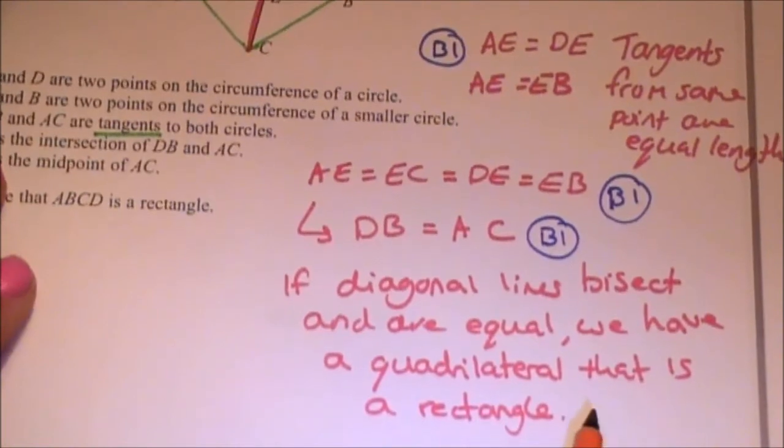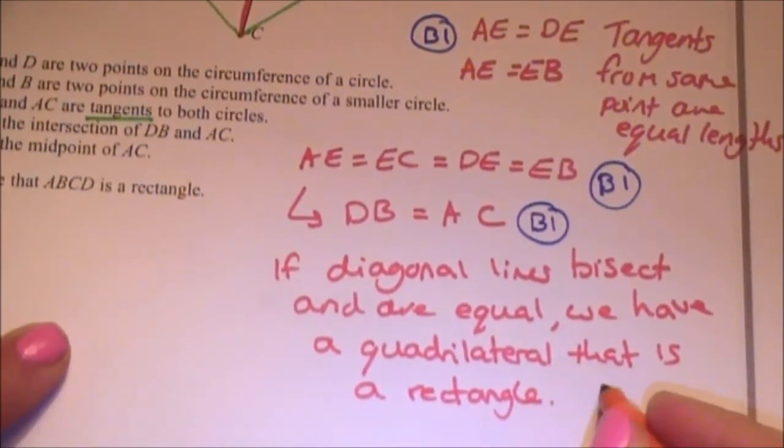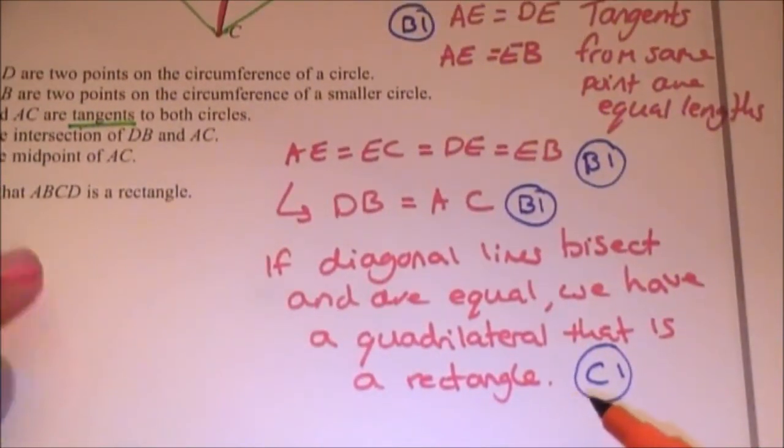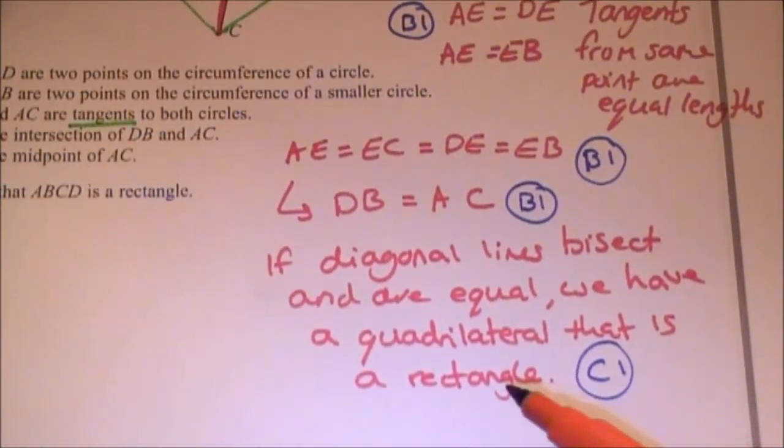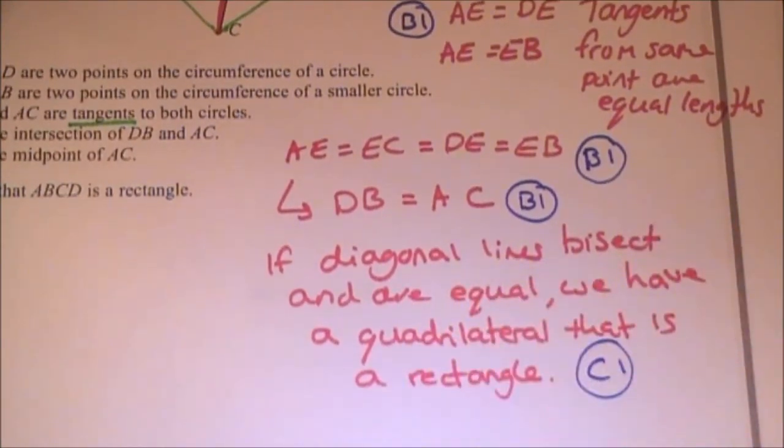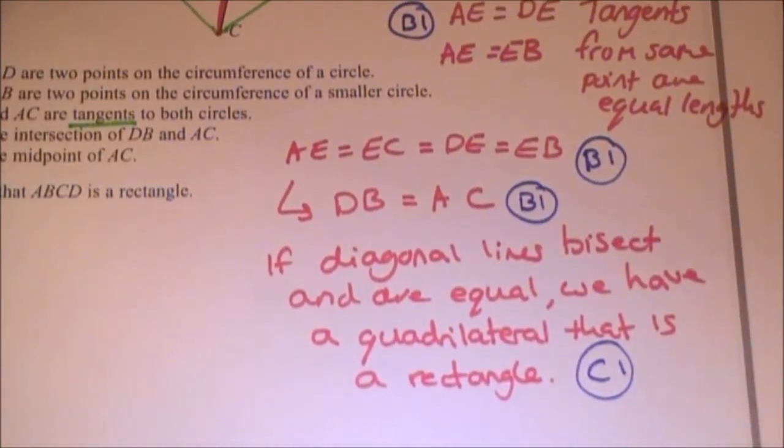And then I get my final mark, which is a communication mark, for clearly communicating the fact that I know tangents are equal when they come from the same point, and I know that if I've got 2 diagonal lines that cross in a quadrilateral, that means that my quadrilateral will be a rectangle. So there are 4 marks on my proof question. You should always just give it a go.